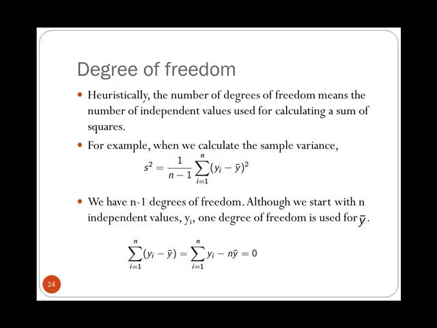As a rule of thumb, every estimate of a population value in a formula equals 1 degree of freedom. For example, when we calculate the sample variance s squared, we have n-1 degrees of freedom. Although we started with n independent values, y sub i, 1 degree of freedom is used to calculate the sample mean. Therefore, the degrees of freedom when you calculate the sample variance will be n-1.